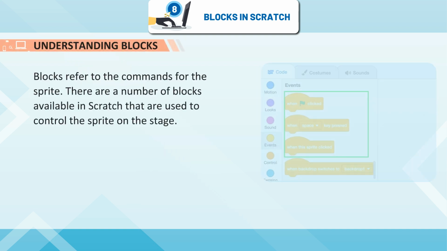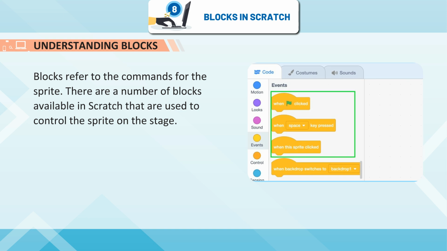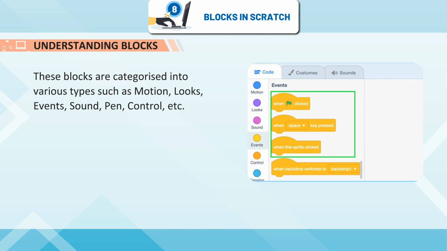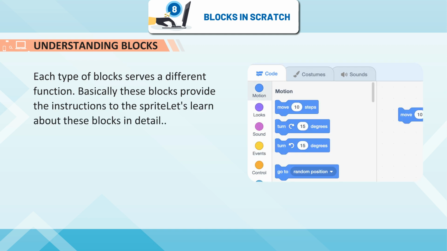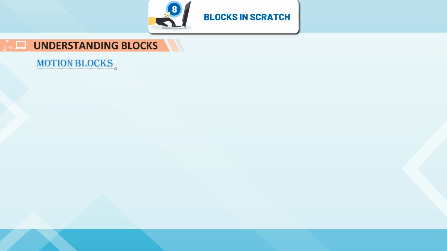Understanding blocks. Blocks refer to the commands for the sprite. There are a number of blocks available in Scratch that are used to control the sprite on the stage. These blocks are categorized into various types such as motion, looks, events, sound, pen, control, etc. Each type of block serves a different function. Basically, these blocks provide the instructions to the sprite. Let's learn about these blocks in detail.